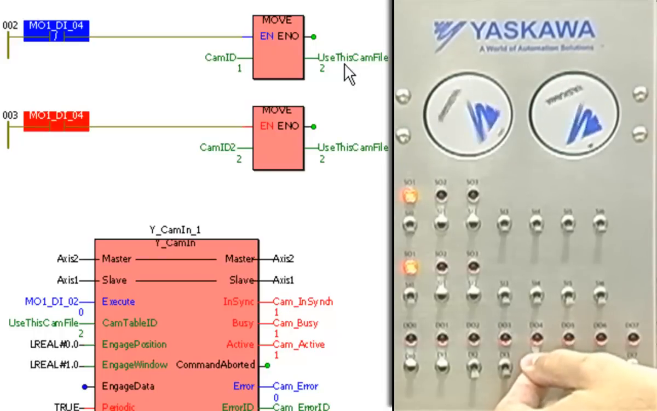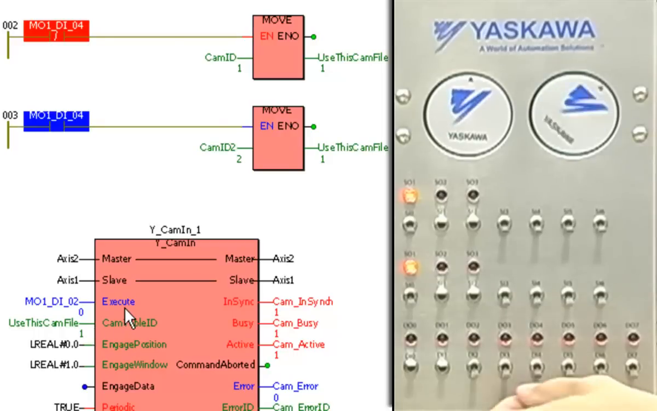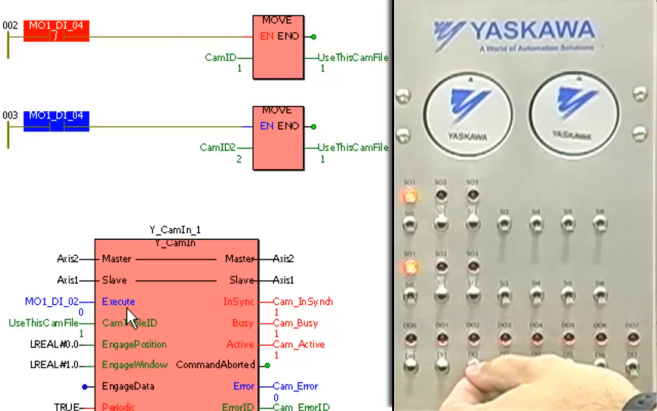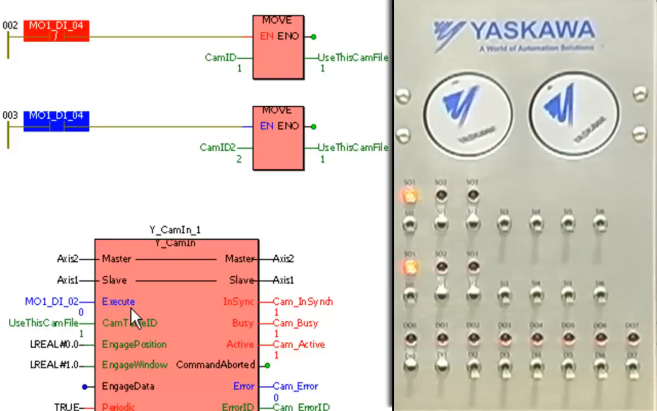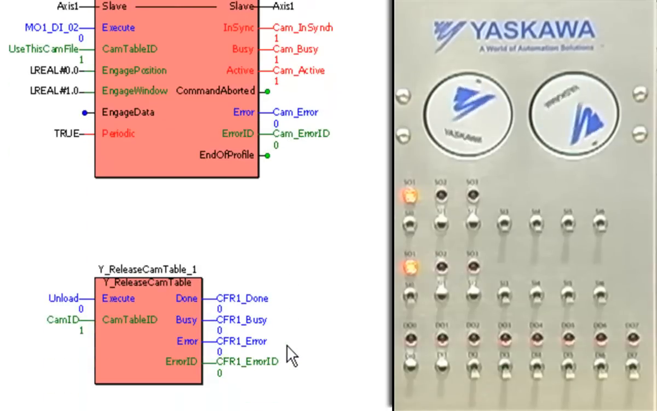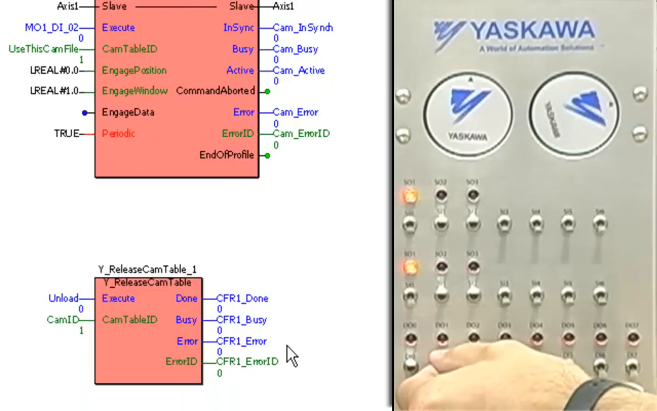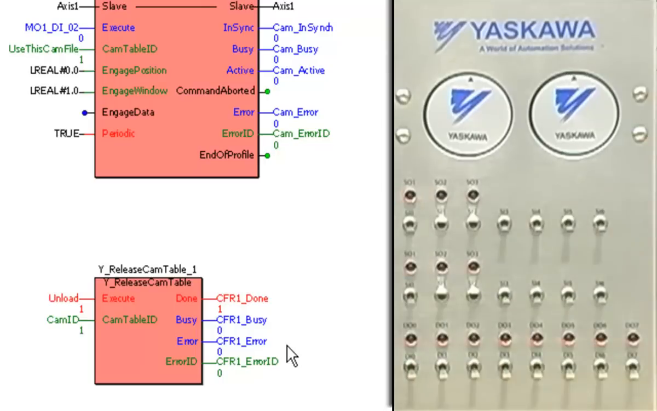So right now we're doing our one-way cam. Let's switch back to our two-way cam. It says use this one, and when I retoggle the execute, input number 2, see that it immediately changes cam tables at this position, position 0. And just like before, after we disengage and then stop everything and disable, it releases the cam table memory space.